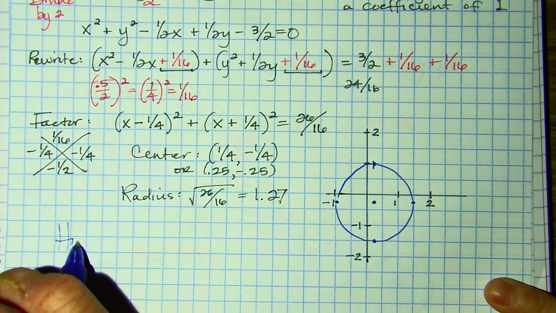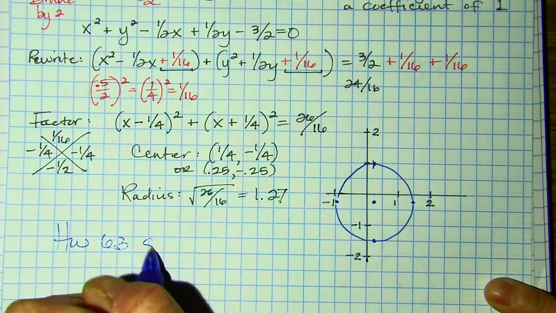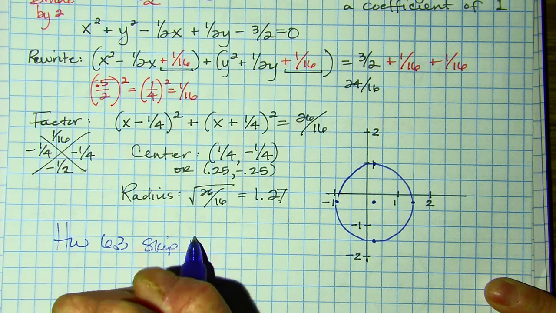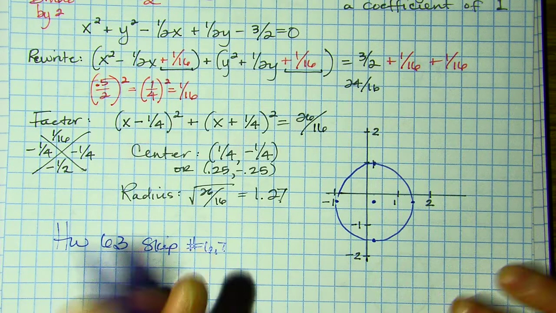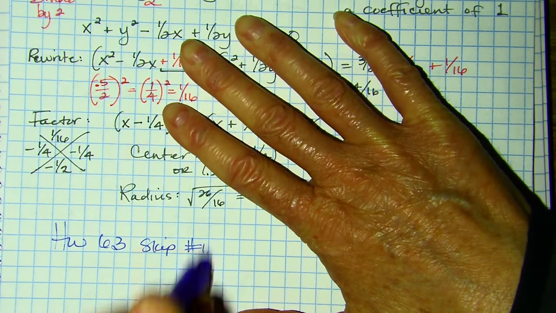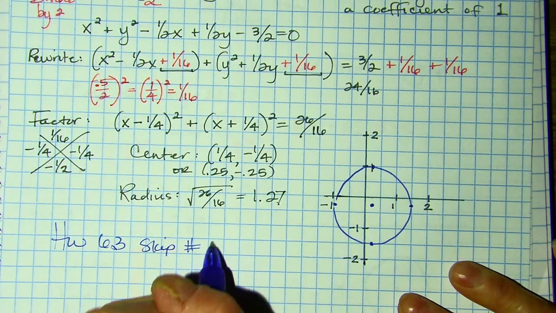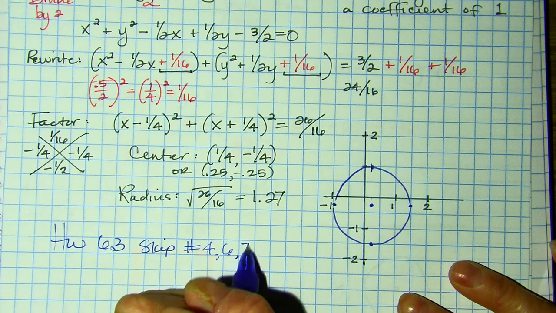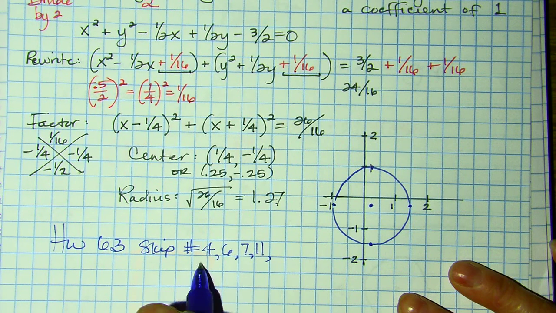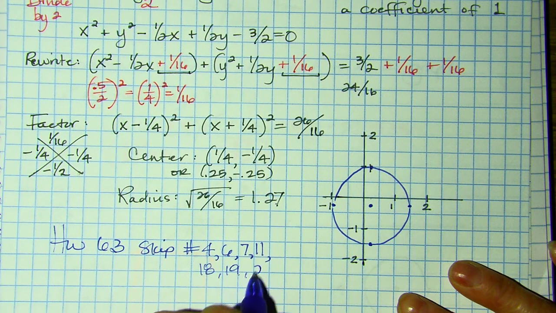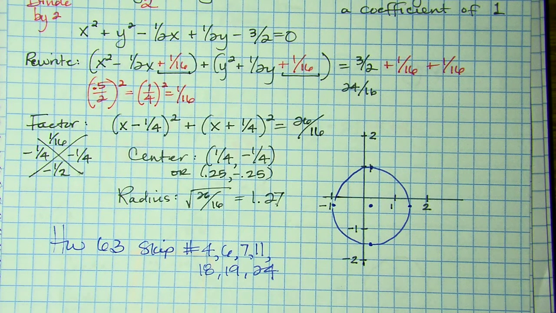So for homework, that completes this section. For homework 63, go ahead and skip numbers 6. Whoops, let me go in order. I wrote it down on my notes out of order. So sorry, 4, 6, 7, 11, 18, 19, and 24. And that completes this video.